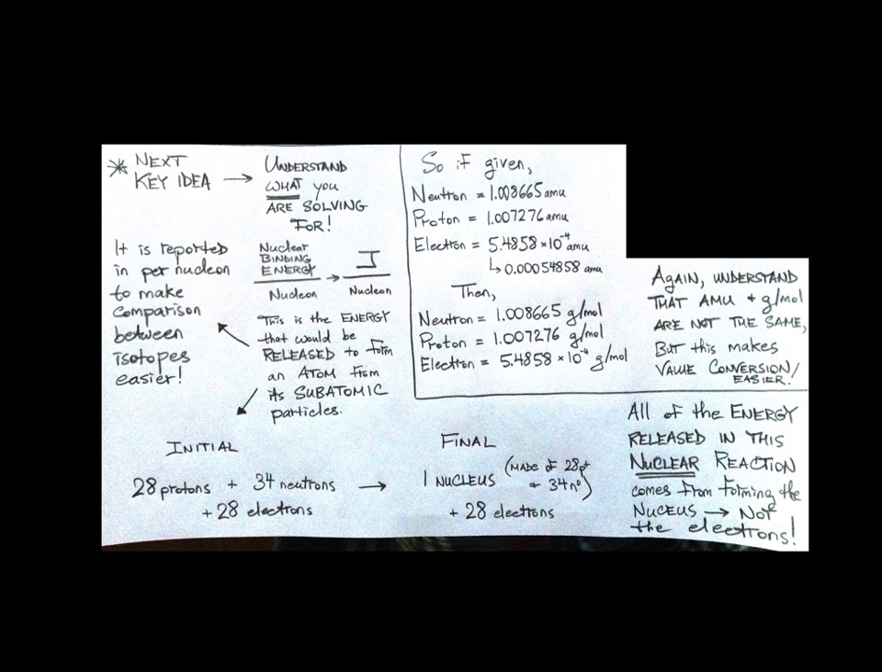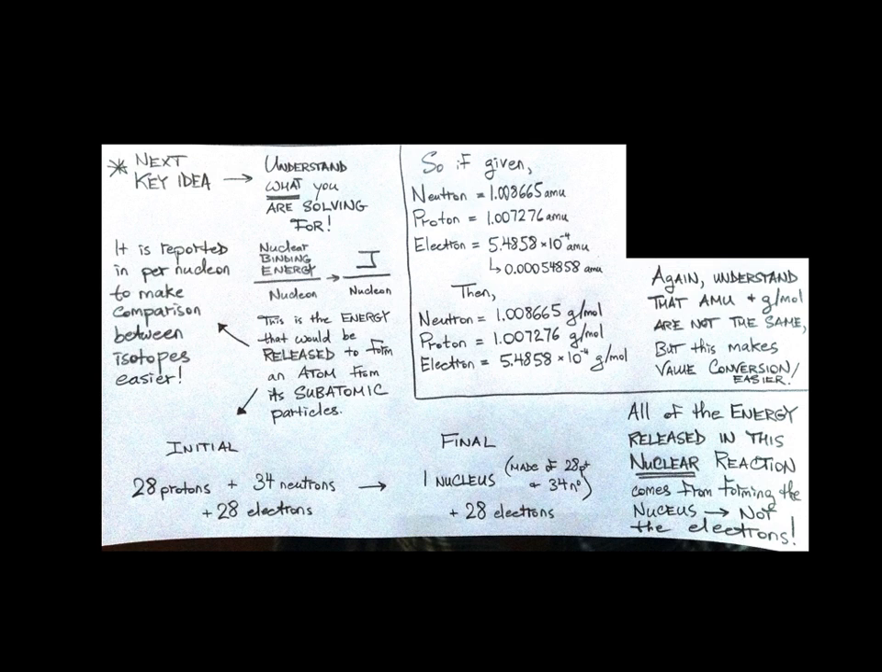So let's create a nuclear reaction, although this is not exactly how it takes place, but it helps us to understand our calculation. We have on our initial side 28 individual protons and 34 individual neutrons. How did I figure this out? This is nickel-62. We can look at the periodic table and determine the number of protons for nickel, and that's 28. Subtracting from 62, we get 34. Of course, for a stable atom, there are 28 electrons.